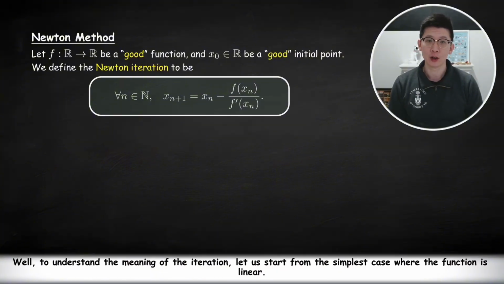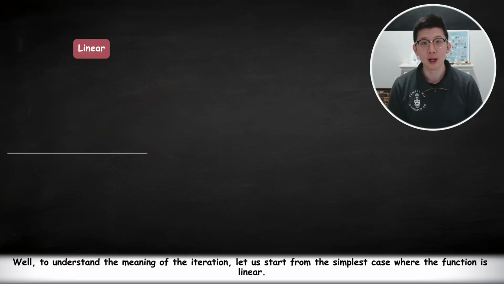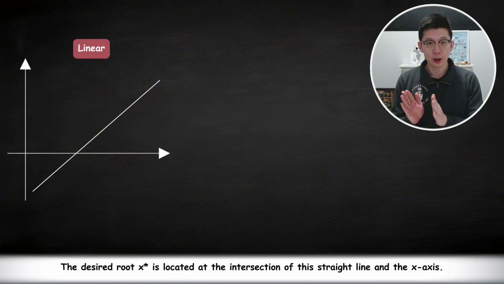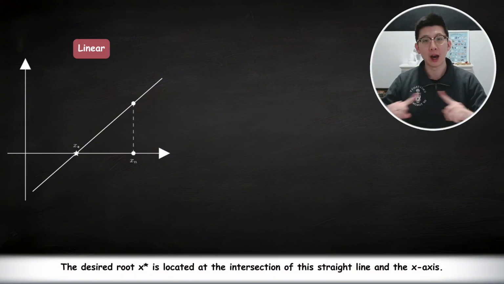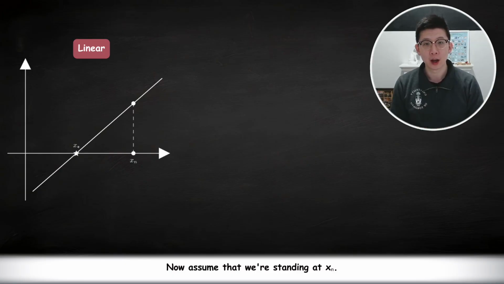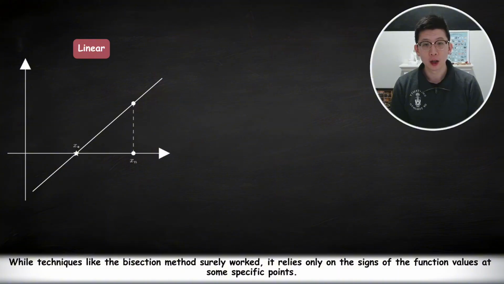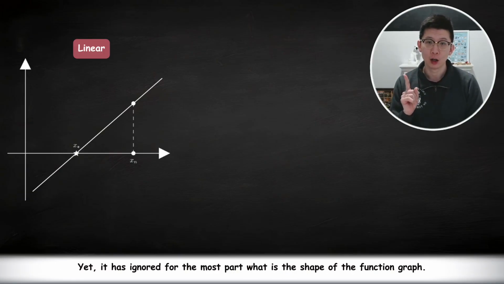Well, to understand the meaning of the iteration, let us start from the simplest case where the function is linear. In that case, the function graph is merely a straight line. The desired root x star is located at the intersection of this straight line and the x-axis. Now assume that we're standing at x_n. How can we approach x star efficiently? While techniques like the bisection method surely work, it relies only on the signs of the function values at some specific points. Yet it has ignored for the most part the shape of the function graph.